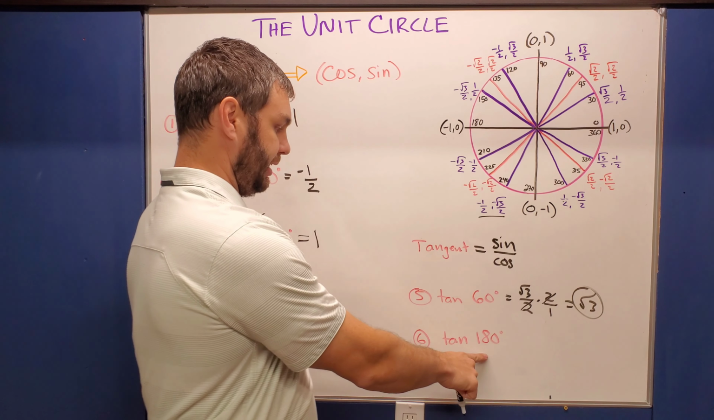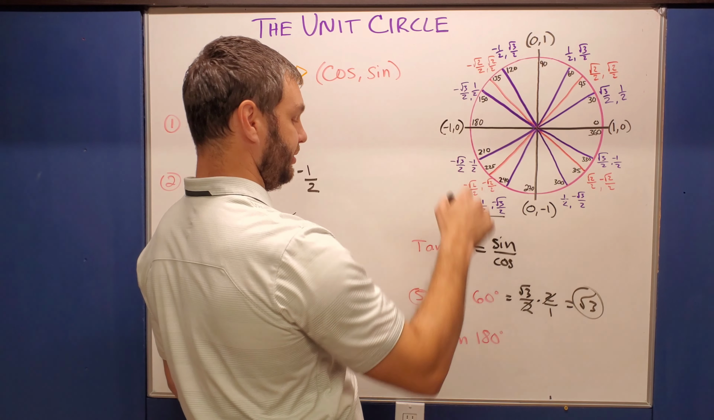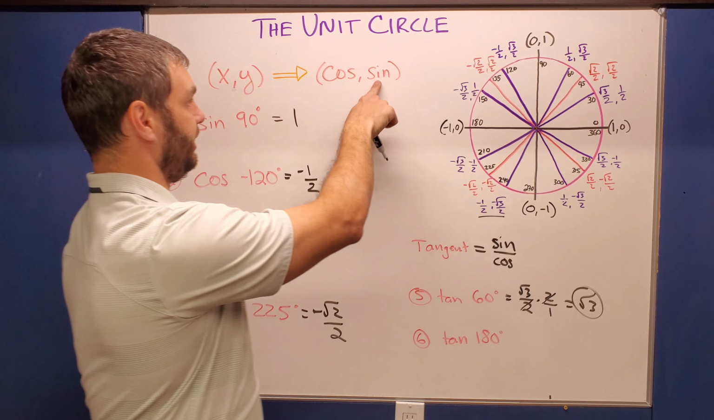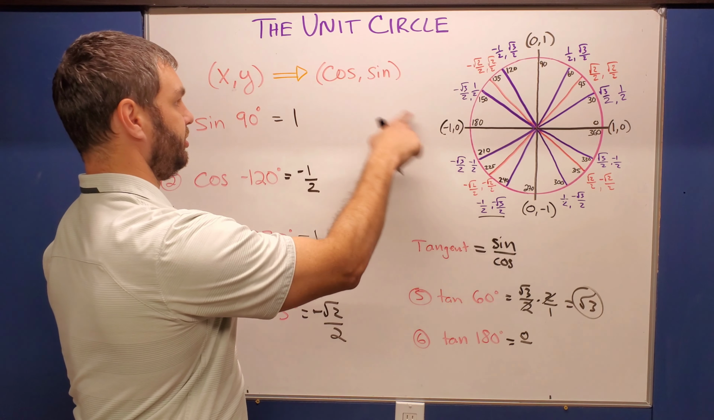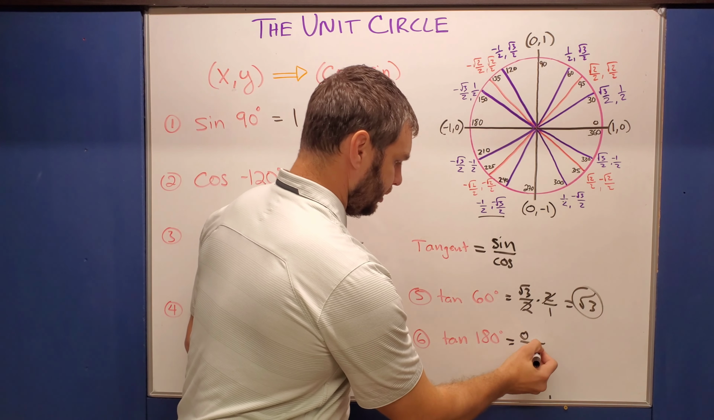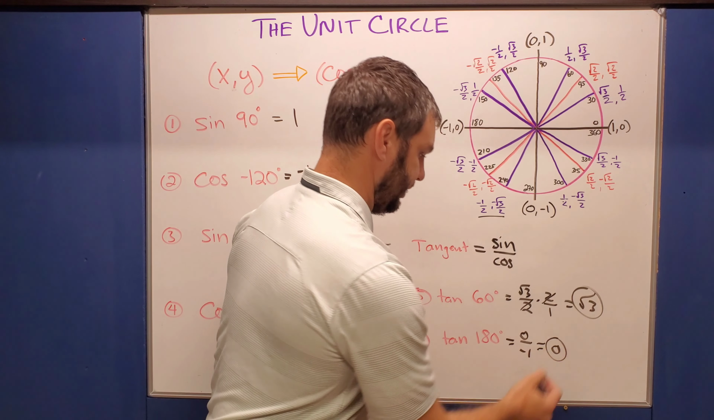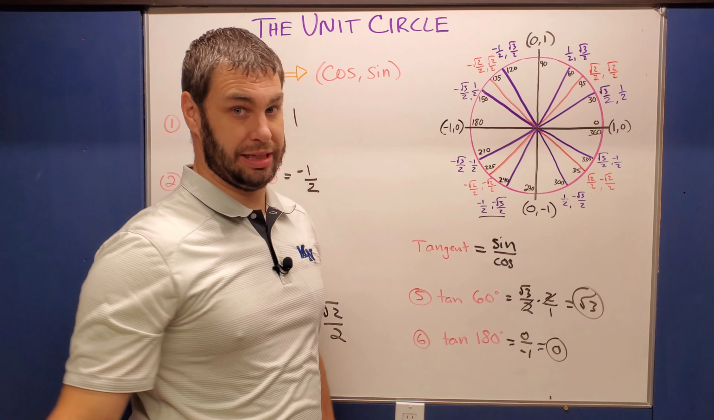Let's try another one. Tangent of 180. 180 is over here at negative 1 and 0. And so remember, tangent needs to be sine over cosine. Sine is 0 over the cosine of negative 1. Well, 0 over anything is 0. And so you could say tangent of 180 is 0. In fact, again, if you type this in the calculator, tangent 180, enter, it will spit out 0 at you.